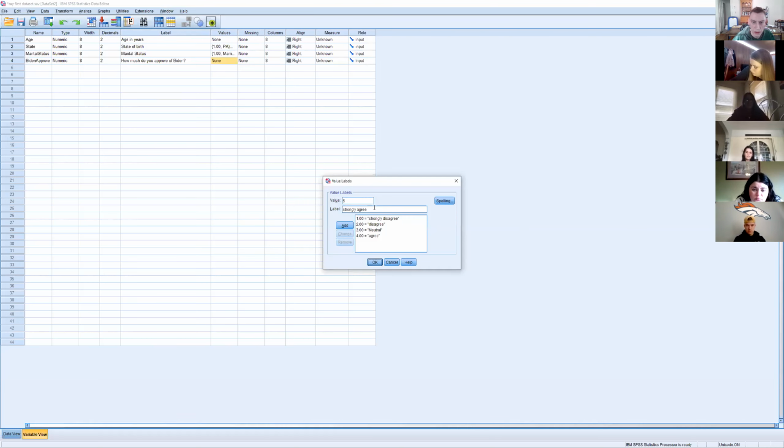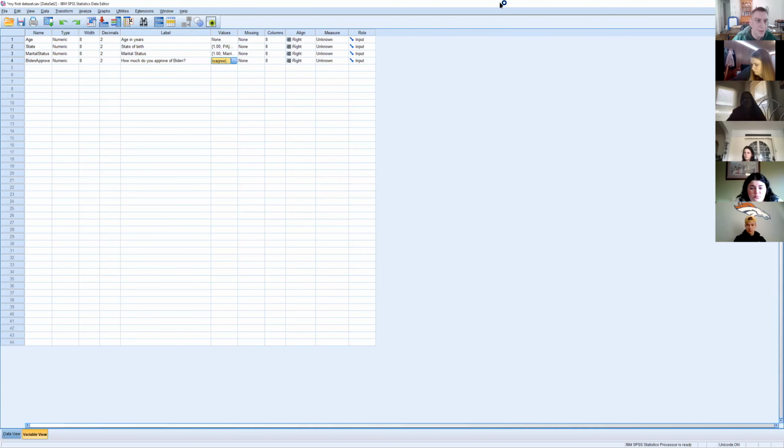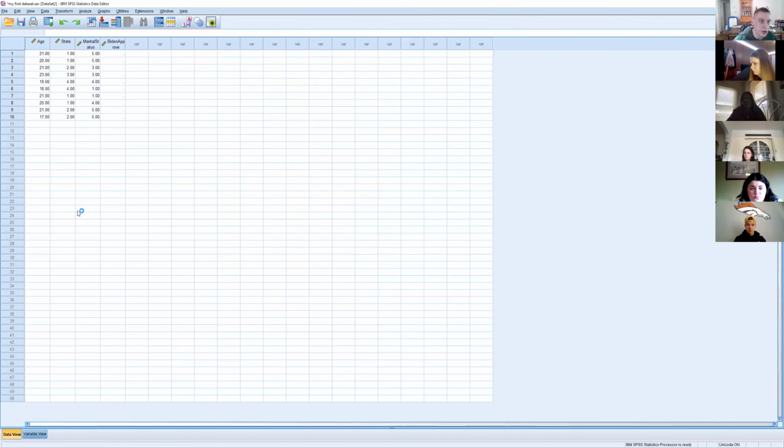Strongly agree. So, 1, 2, 3, 4, 5: strongly disagree, disagree, neutral, agree, strongly agree. And we hit OK. And then again, we can go back and put a couple people that love them, a couple people that hate them, a few people in between, a 4, and a 2, and a 2, and then somebody else who loves them.